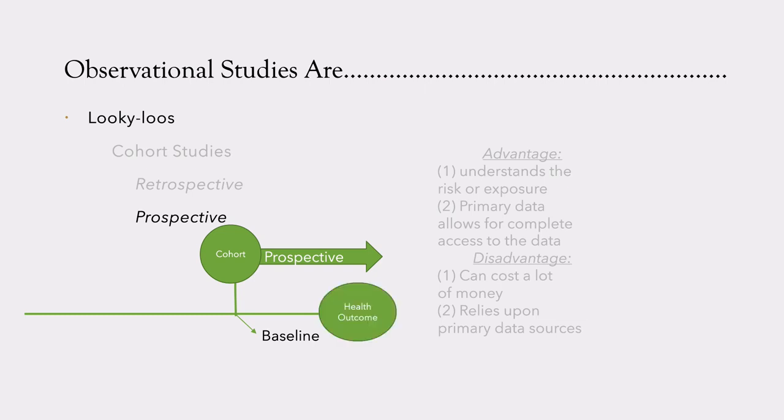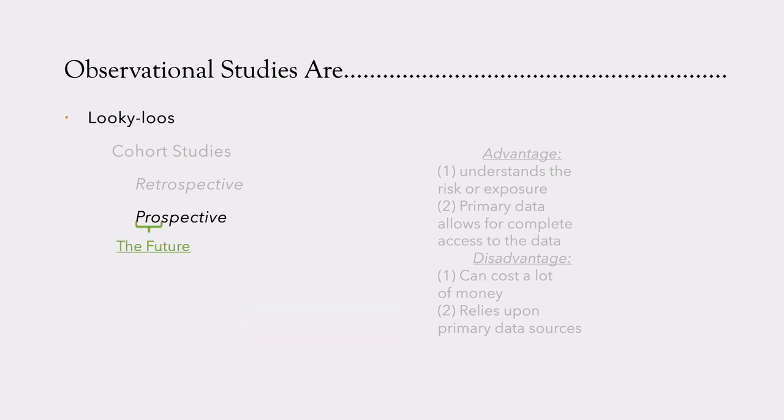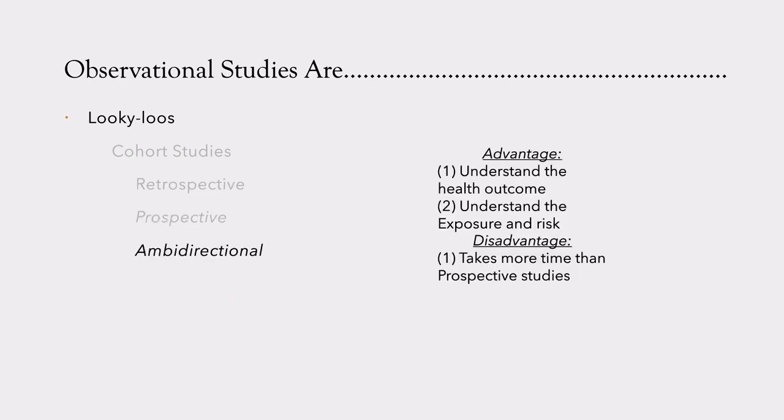You're going to study, hey, this happened to you guys. Let's see what happens in, let's say, 20 days. Oh man, you guys got sick. Well, that exposure is probably linked to it. Cause and effect relationships. Prospective, the future. Now let's move on to ambidirectional.